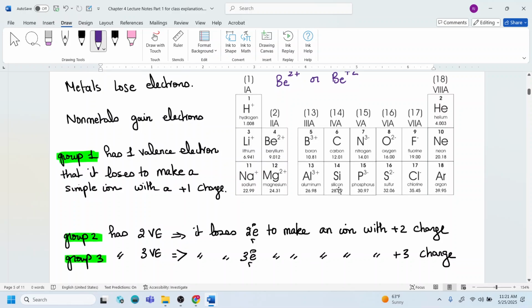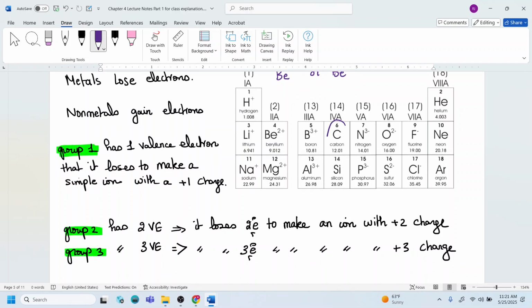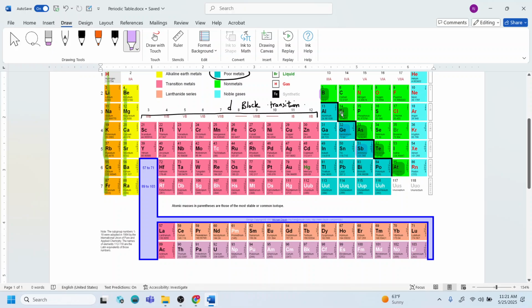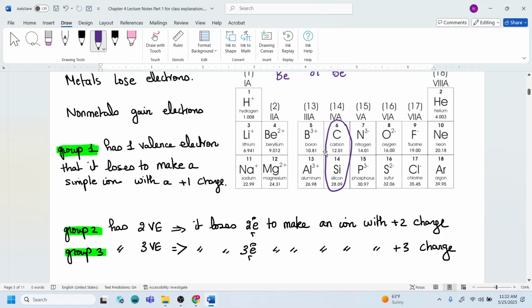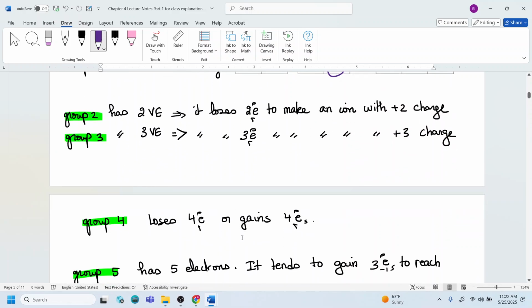So group number 4 now. Group number 4 is always an exception. We know that carbon is a nonmetal, right? And silicon, if you look at the periodic table in there, so carbon, silicon. Silicon is a poor metal, which is a metalloid. So group number 4 is this group over here. Group number 4 is an exception because group number 4 can either gain or lose. Group number 4 can either gain 4 electrons or lose 4 electrons there. So it can have either a positive 4 or a negative 4 charge. So here it can have either a plus 4 or a negative 4 charge.